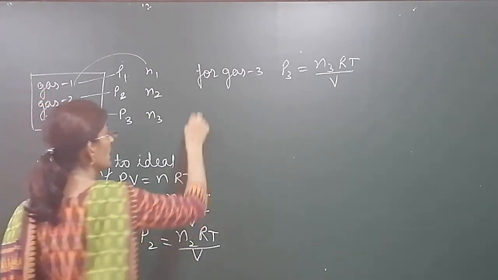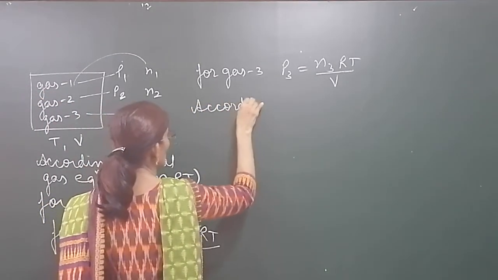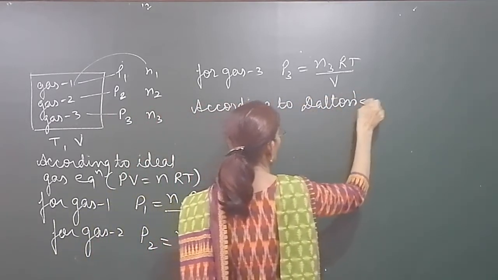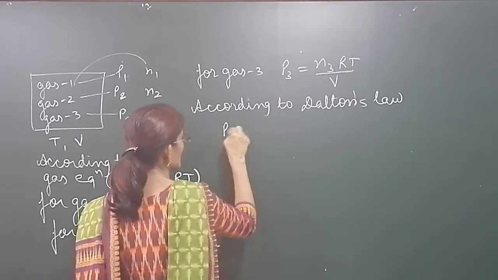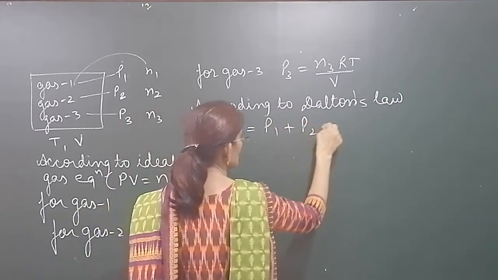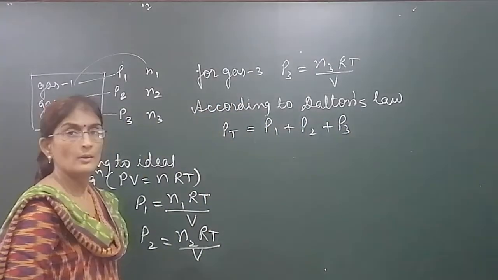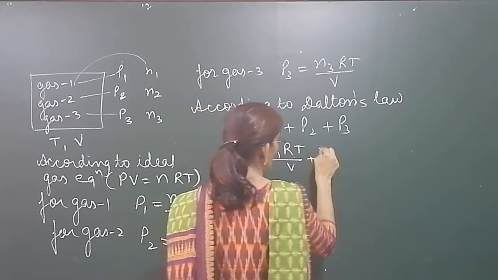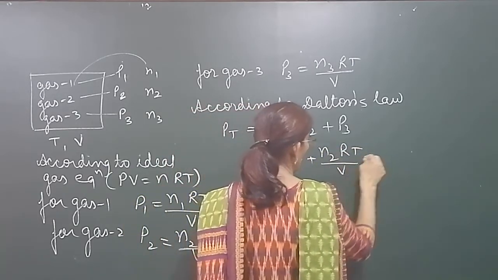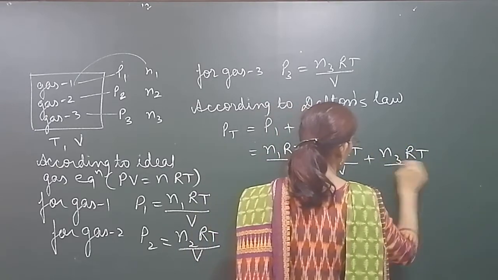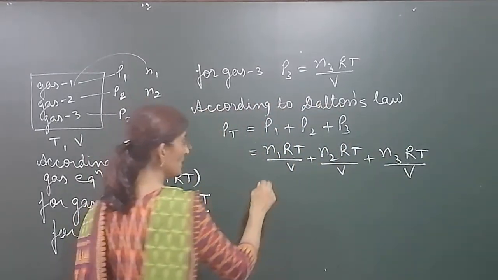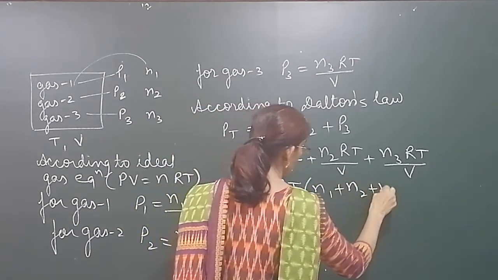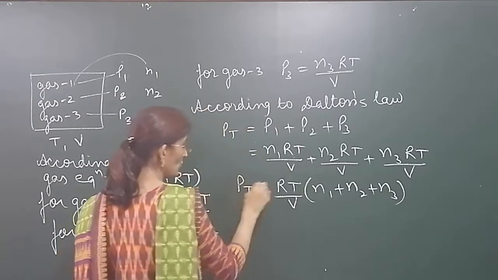Now what is total pressure according to Dalton's law? According to Dalton's law, P total equals P1 plus P2 plus P3. Okay? What is P1? Put in the value: n1 RT by V, n2 RT by V, n3 RT by V. Take RT by V common. So it would be n1 plus n2 plus n3, that is equal to P total.